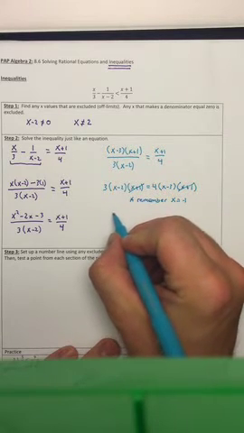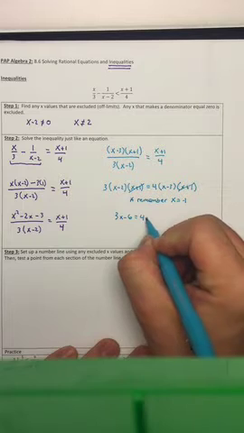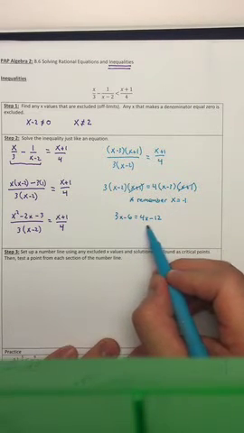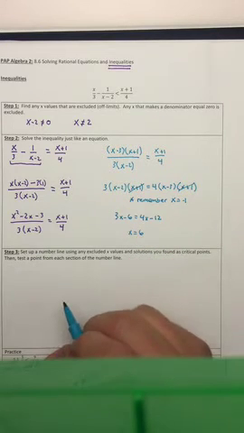Okay, so here we go. Here's what we have left. We have 3x minus 6 equals 4x minus 12. Subtract 3x on both sides, add 12, and I get x equals 6.